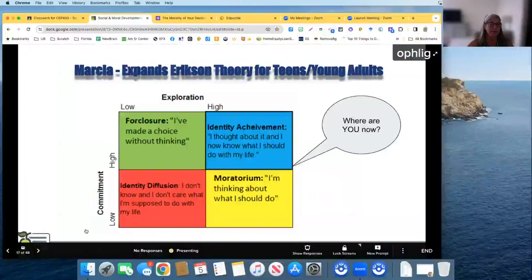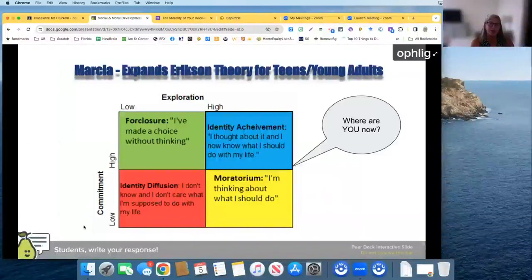Now, Marcia came up with an expansion of Erikson's theory for teens and young adults. So I wanted to share this with you. And this is a Pear Deck slide, so I want you to write your response after I go through this. Where are you? When you're a young adult or a teen, you're in these different phases.